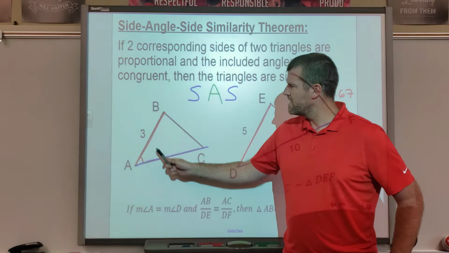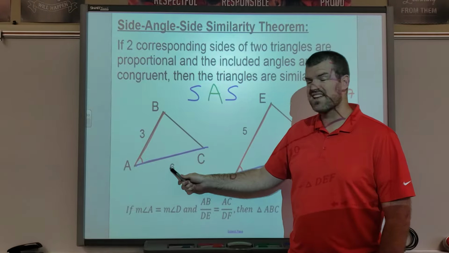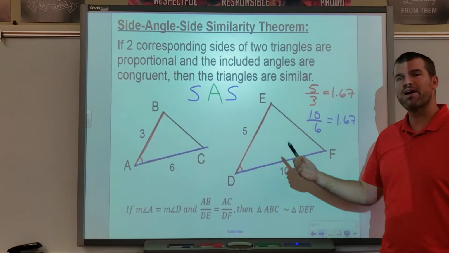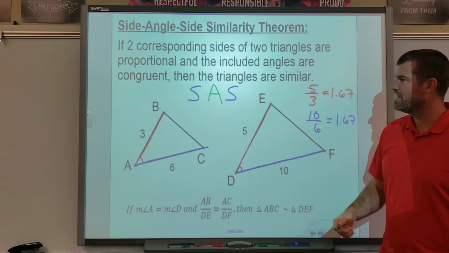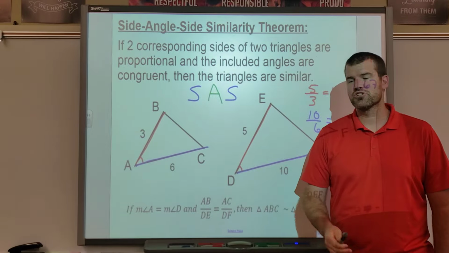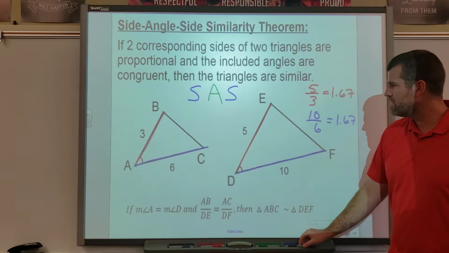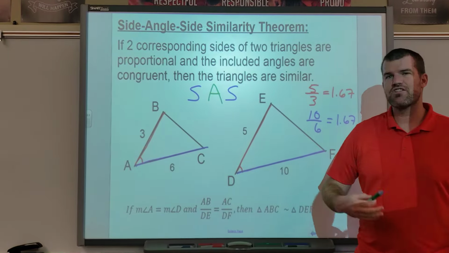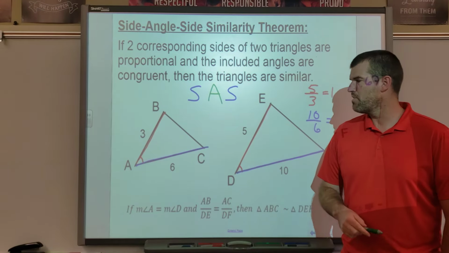Now, you might also notice a couple of shortcuts we could use. You might have noticed that if we did 3 times 2, we get 6. And if we do 5 times 2, we get 10. We might notice that pattern. And if that's true, then they will be proportionate. Or we could even go a step further and write a proportion, which we're going to start doing a lot more when we're solving these problems.